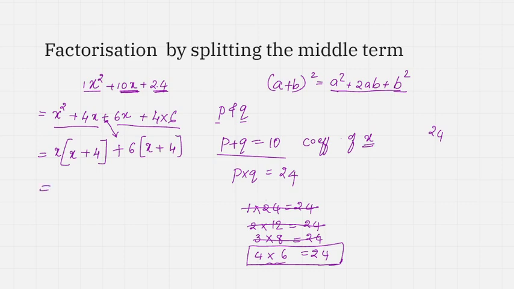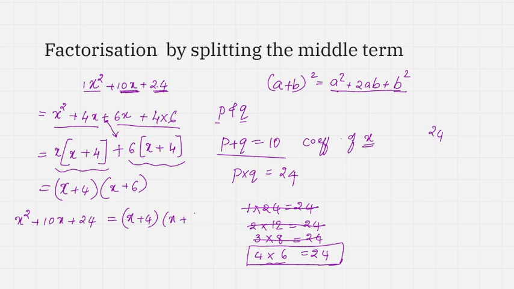Now we can see that we can consider this as one term and this as another term. Then x plus 4 is common in both the terms, right? So I'll take that x plus 4 outside, and what is left out in this term? So here x is left out, and in the second term 6 is left out. So we got x plus 4 into x plus 6. So we have x square plus 10x plus 24 can be factorized as x plus 4 into x plus 6.